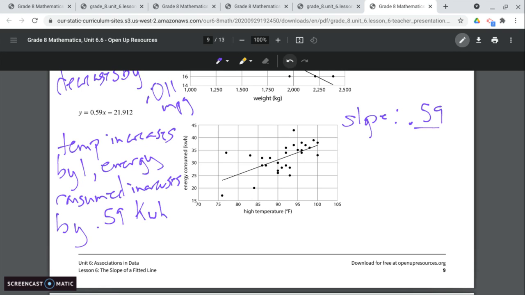So that is what we're looking at with those associations and those lines. Your keyword for this lesson is slope. Slope is your keyword for this lesson, understanding what that slope represents and how it helps us predict future events.